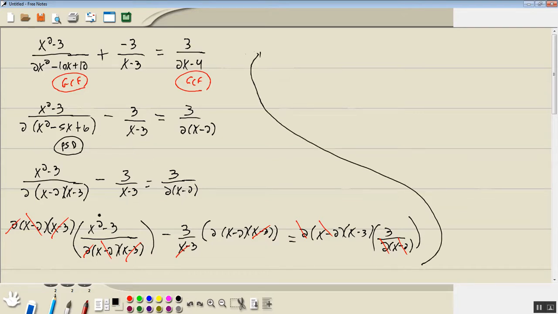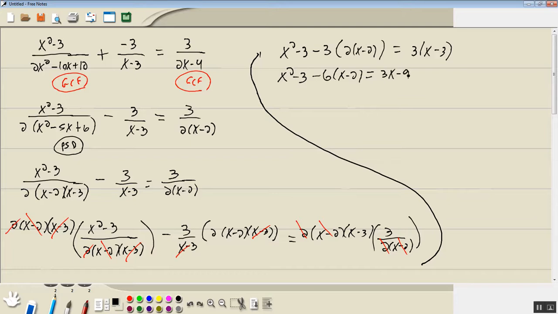So what in the world are we left with? Over here we're left with x squared minus 3, minus 3 times 2 times x minus 2, equals 3 times x minus 3. Let me double check that. Okay, x squared minus 3 times 2 x minus 2 equals 3 times x minus 3. Okay, so we got x squared minus 3, negative 3 times 2 is negative 6 times x minus 2 equals 3x minus 9, distributive property.